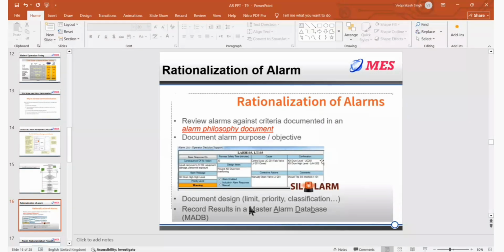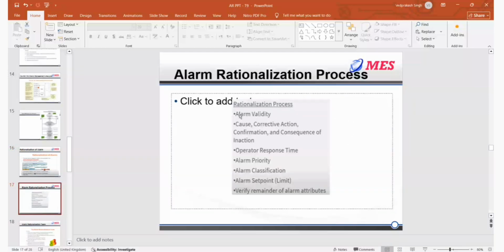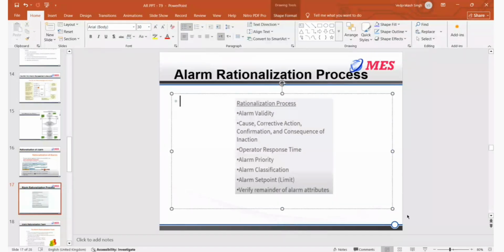So I need, of course, your support. And these are the steps we are going to follow. We will validate the alarm first. Then we will identify the causes, corrective actions, confirmations and consequence of the inaction. Then we will qualify the response time. We will prioritize the alarm. We will categorize the alarm. Alarm set point we will identify. And of course, we will identify the attributes of alarm.